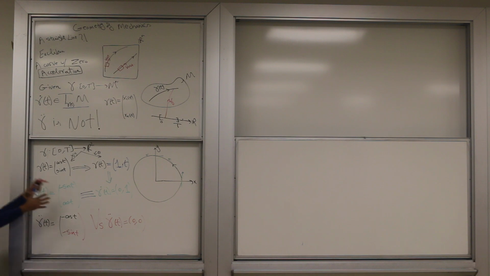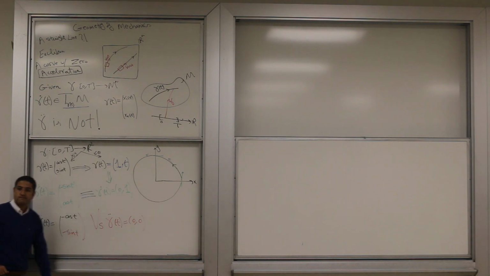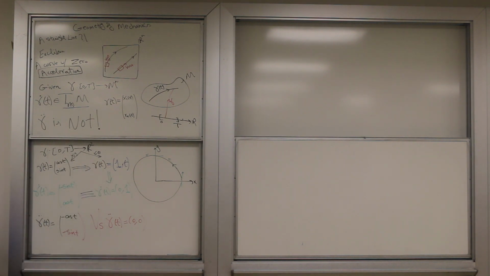Okay? Even in the simple example R2. Okay? So we need some rigorous definition of acceleration. The acceleration of a curve, gamma of t, is not gamma double dot of t. You need some deep concept of an acceleration.